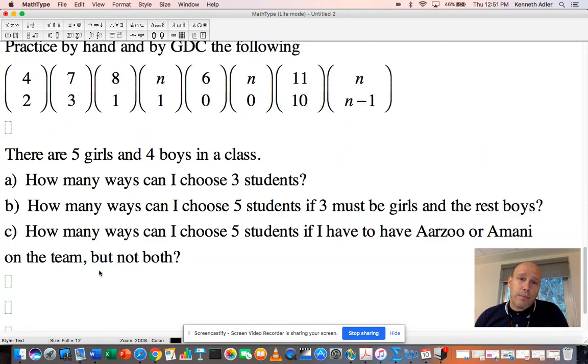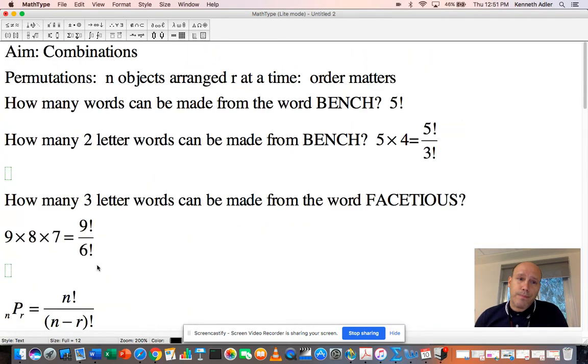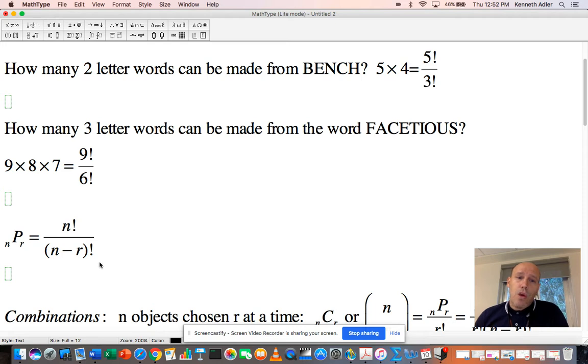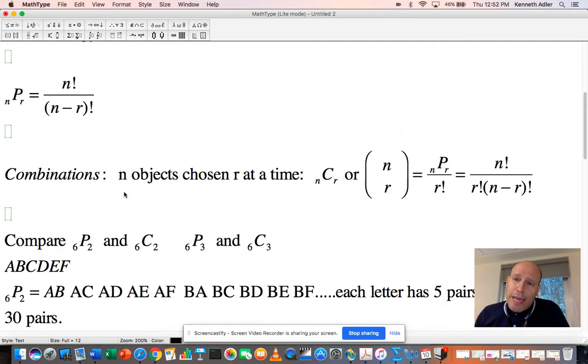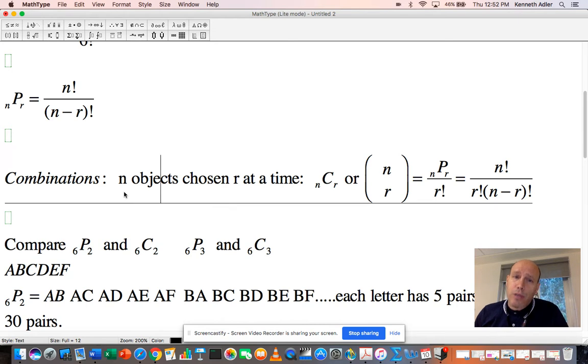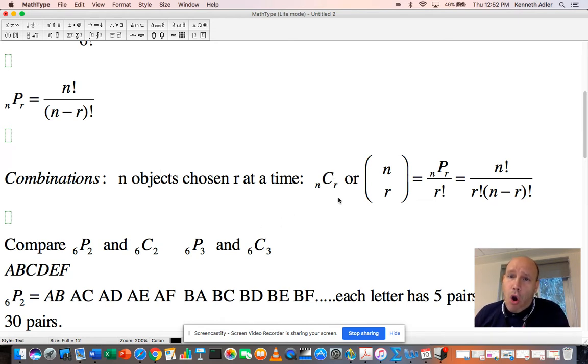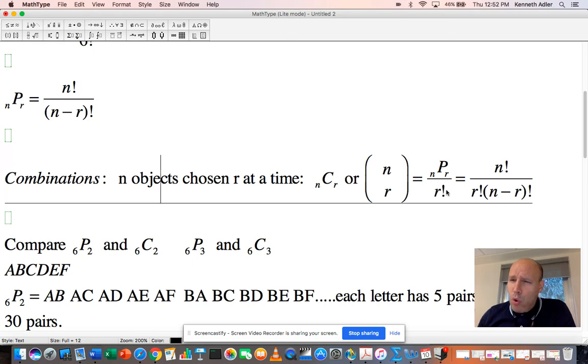It's kind of interesting. So that's permutations. But in today's lesson, we want to talk about combinations. The idea of combinations is that it's n objects chosen r at a time. The notation is nCr, or open parentheses n, r, and the formula is nPr divided by r factorial, or n factorial divided by r factorial times n minus r factorial.